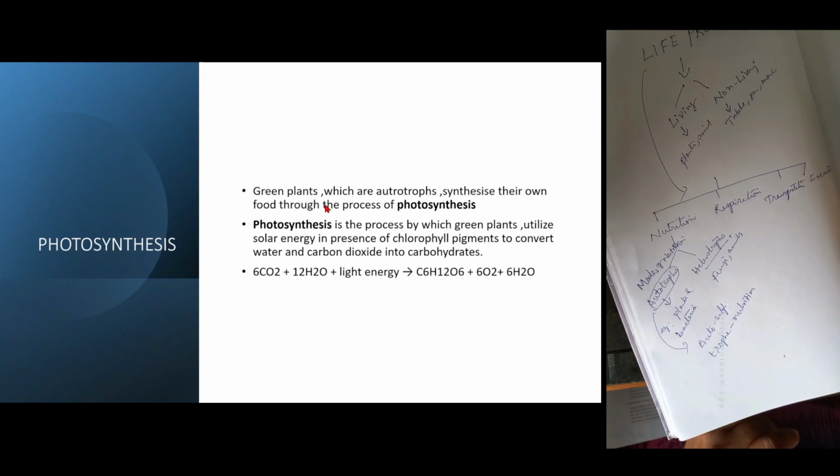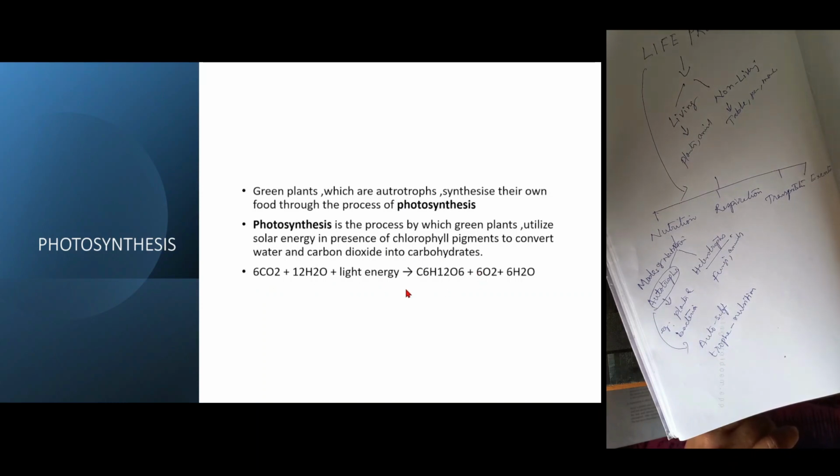Photosynthesis. Green plants, which are autotrophs, synthesize their own food through the process called photosynthesis. Photosynthesis is the process by which green plants utilize solar energy in presence of chlorophyll pigments to convert water and carbon dioxide into carbohydrates. This is the equation for photosynthesis. In this photosynthesis, they are taking carbon dioxide and water in presence of solar energy.